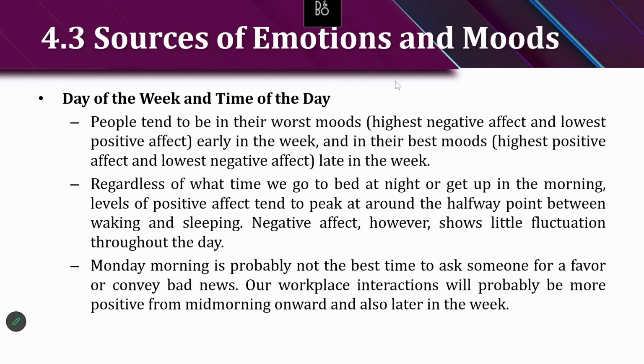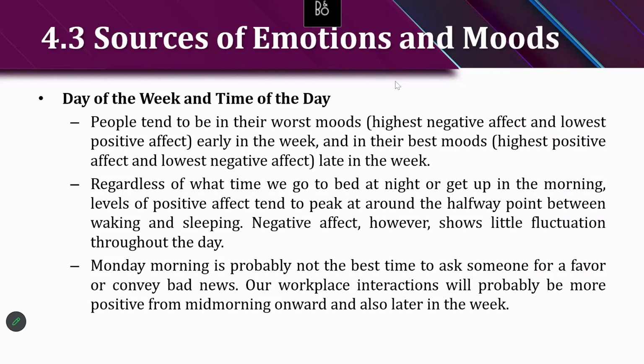Okay, so people tend to be in their worst mood, maybe highest negative affect and lowest positive affect, early in the week, because they are enjoying the weekend vacation, Saturday and Sunday, and they are coming back to work on Monday. So on Mondays they will be sacrificing their fun, so they will usually be in a bad mood, and their best mood is later in the week. Once they are back into work, they will be habituated over Monday, Tuesday, Wednesday. They will train themselves to work, and they will be in a positive mood later in the week, because they are expecting the weekend again.